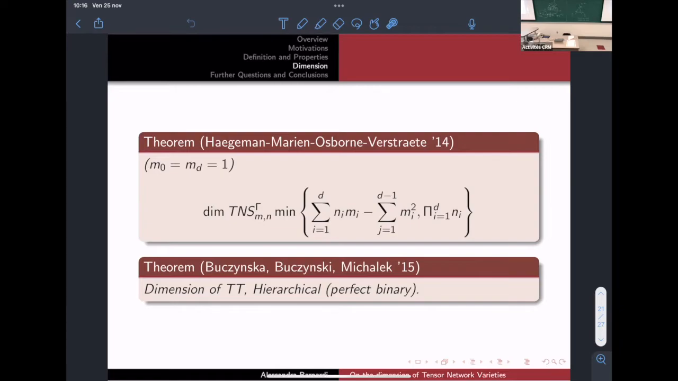So the minimum between the ambient space and the parameter space minus the gauge subgroup. And I also computed this dimension for the tensor train, and this is the hierarchical Tucker when you have a perfect binary tree. Okay, and also there you have the expected dimension. Open boundary means without the loop. Without the loop, yes. When the 2 are 1.